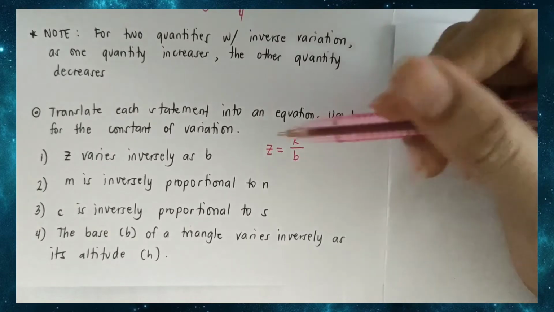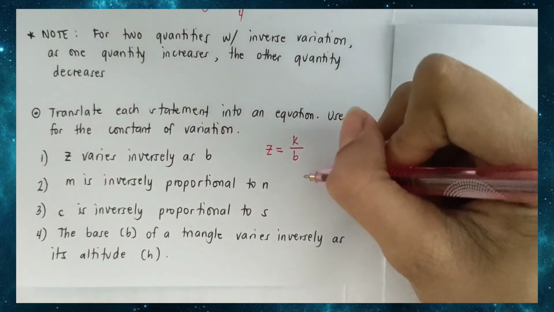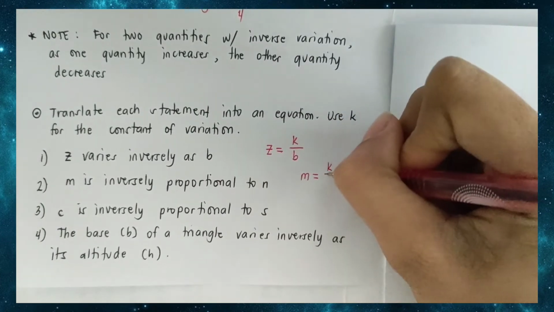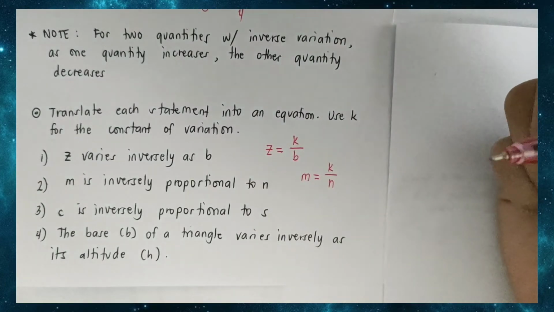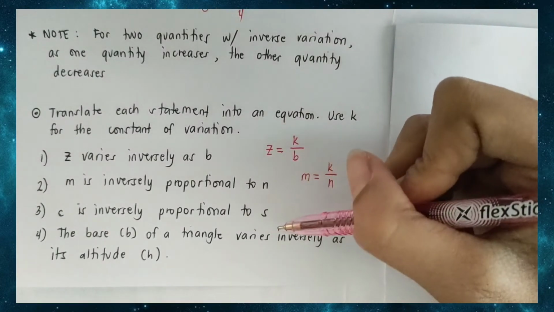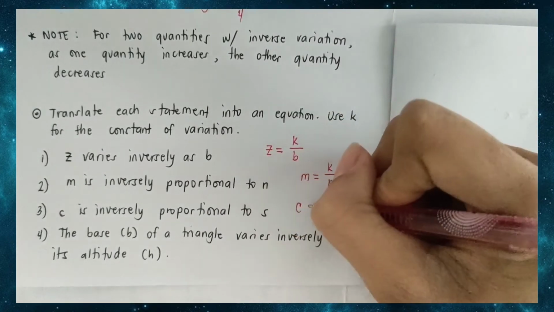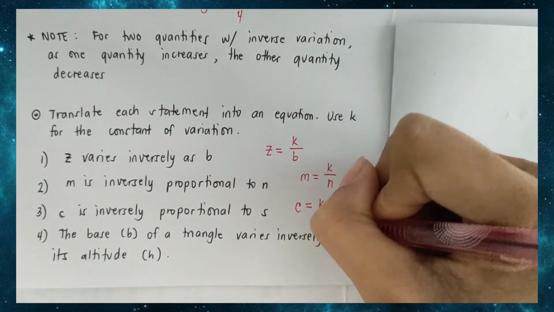Number 2, m is inversely proportional to n. We have m is equal to k over n. Number 3, c is inversely proportional to s. We have c is equal to k over s.